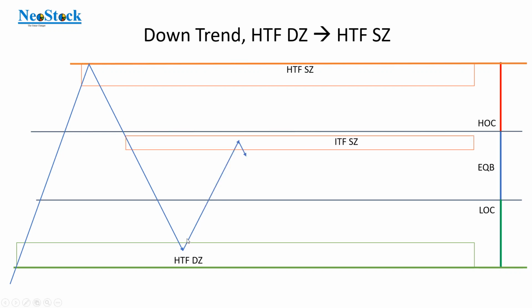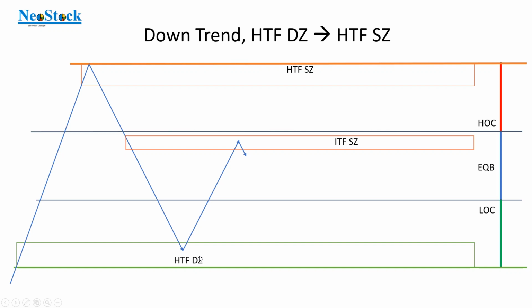Now let us assume now your ITF supply zone is at equilibrium. Now prices entered into the ITF supply zone and changed the price direction. Now ITF price direction is in our favor. Now ITF price direction is from ITF supply zone to the ITF demand zone. Trend is also in our favor. But what is not in our favor? HTF price direction is not in our favor.